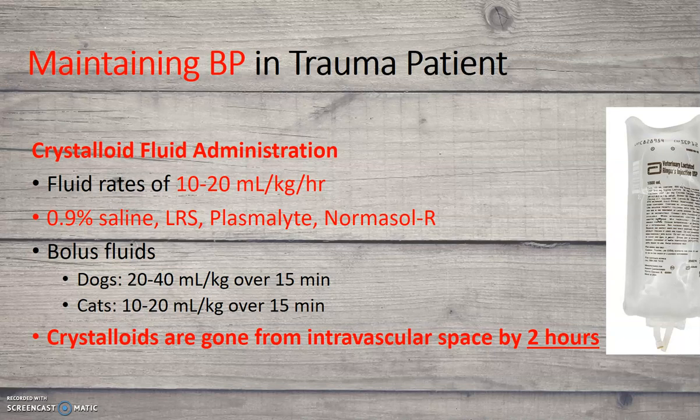You may need to bolus fluids. These are some rates which you can do that. Dogs, 20 to 40 mils per kg over 15 minutes, and cats, 10 to 20 over 15 minutes. And then you would probably drop them back to a 10 mils per kg per hour rate. Now, keep in mind, crystalloids are gone from the intravascular space by 2 hours, so they go from the vasculature into the tissues within 2 hours. So they're good for a bump, and then they'll go somewhere else.